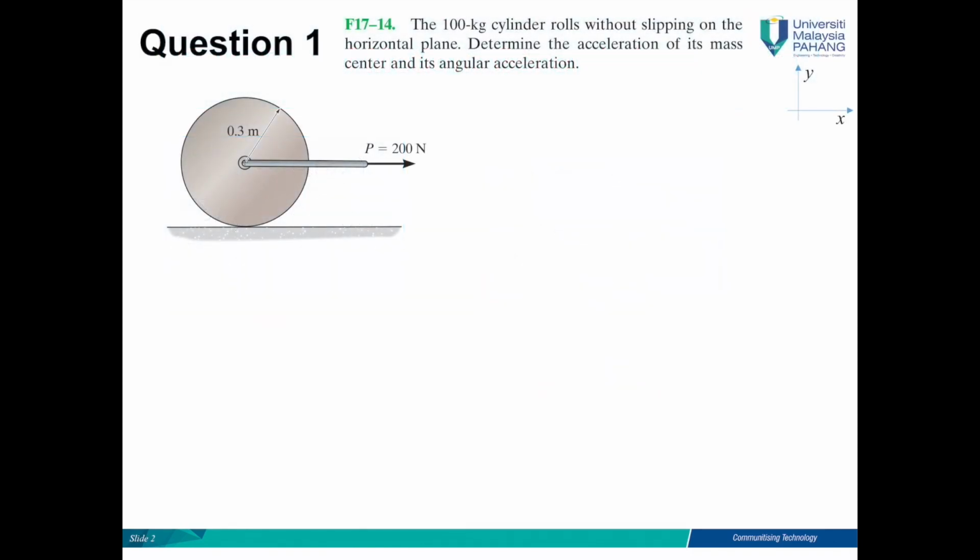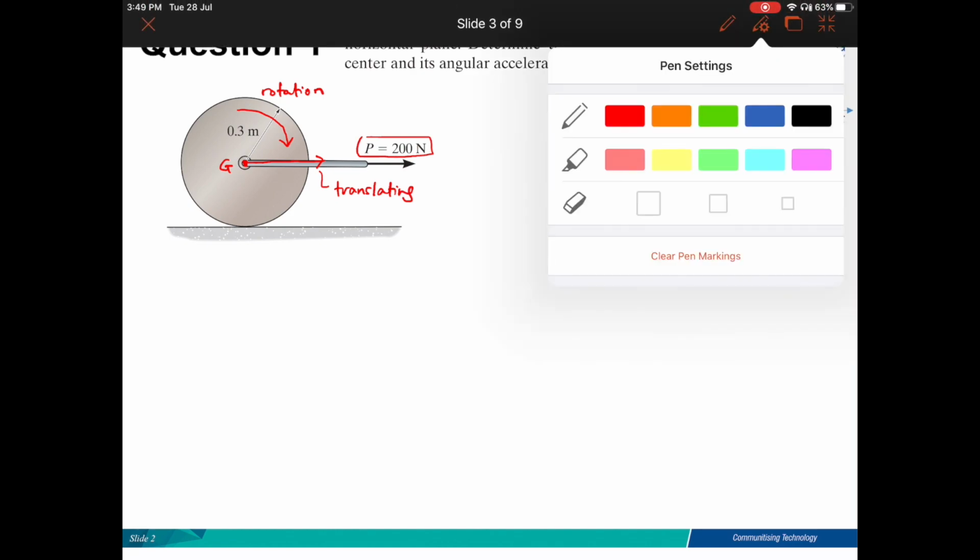Okay, we're going to move on to the first question. So this is a general plane motion question. How do you know that? You will see that this 100 kg cylinder rolls because of this 200 Newton force, it will be rolling in this direction. So there will be rotation, and at the same time this center of gravity G is also translating to the right. So you have a combination of translation and rotation, and that is why this falls under the category of general plane motion.